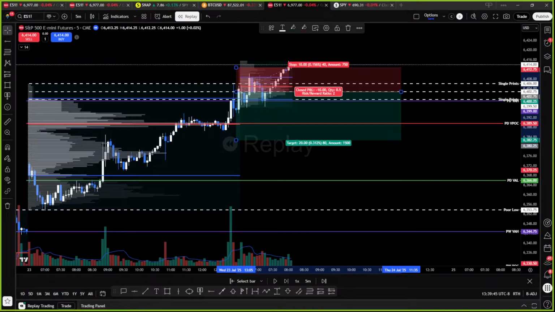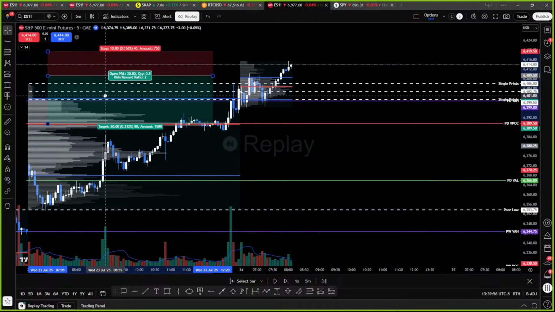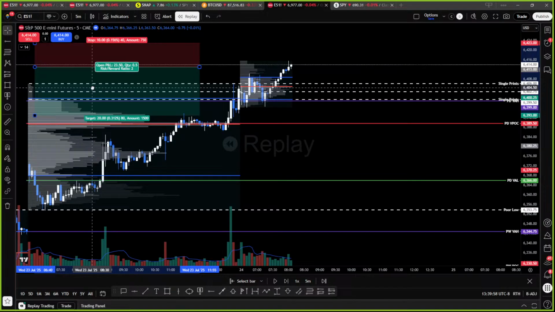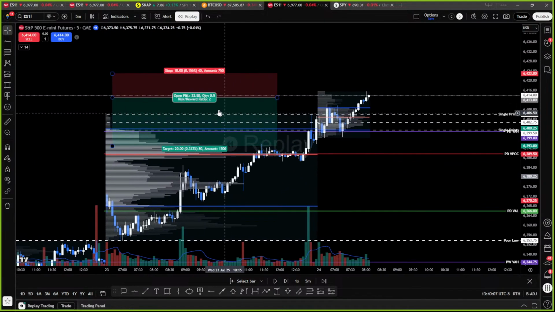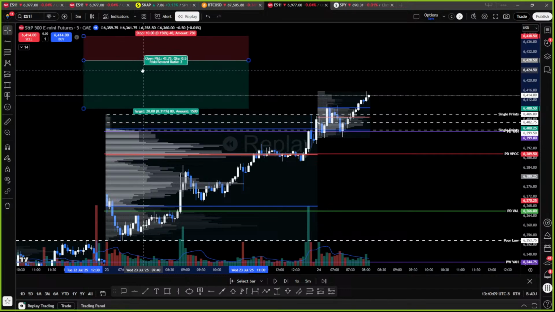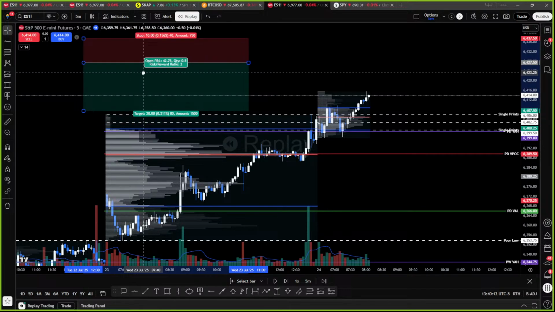I'm just wondering why you would have taken that short when you saw that they were going up because of the single prints. You're shorting that, even at the top? Why would I not short the top? Because it's a low volume node and you think they'll go through it. This is what I was struggling with. Single prints are low volume nodes. Okay, I don't think you understand how single prints work.